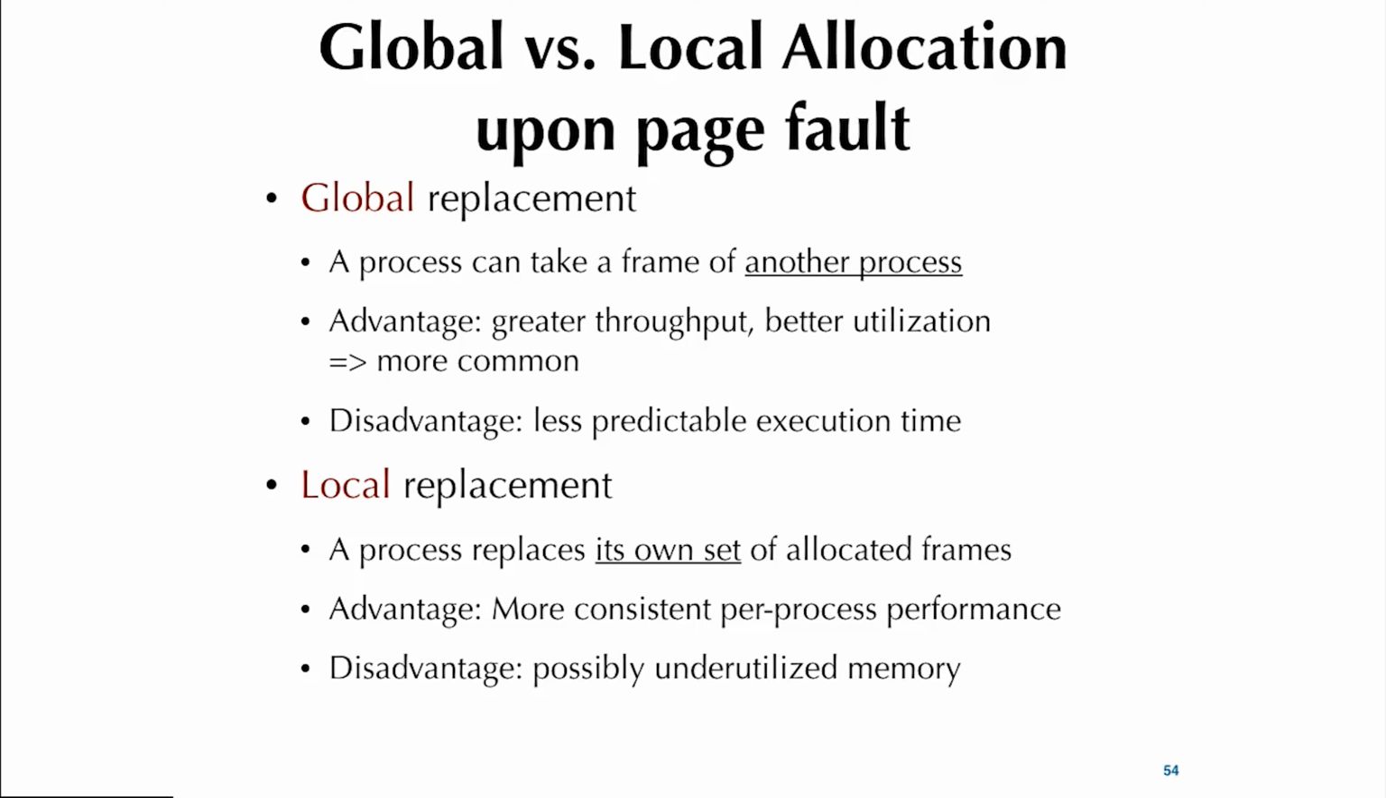Local replacement is you limit the victim to your own set, okay? So the advantage is more consistent per-process behavior, but that doesn't imply better performance. It's just more consistent. And it probably doesn't utilize memory that well, because one process with more demand is still limited to that fixed set of frames, whereas another process with unused frames can't be used for this purpose.